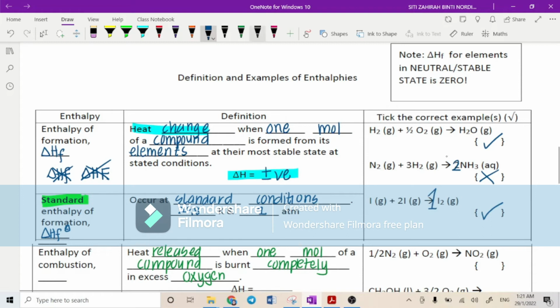But class, beware that all chemistry equations need to be balanced. So this is not balanced yet. We've got 1 mole of iodine gas for the product, but we've got 1 and 1 plus 2, 3 moles in the reactant. Okay, so this equation is not balanced. So this as well is a wrong thermochemical equation. This is not a balanced equation.